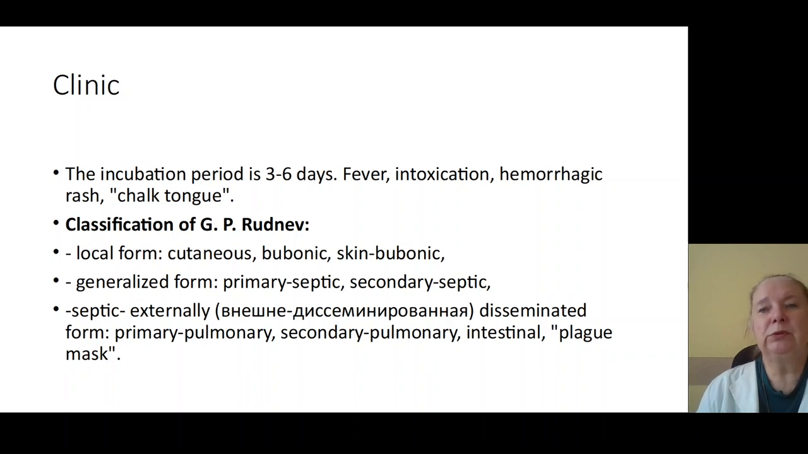The next form is the combined form, skin-bubonic. It is characterized by acute onset, increased temperature, toxic syndrome, and formation of ulcers on the skin: spot, papule, vesicle, ulcer with necrotic patch, and then formation of bubos in regional lymphatic nodes. Very tense, painful, with periadenitis and sometimes purulent destruction of bubos.